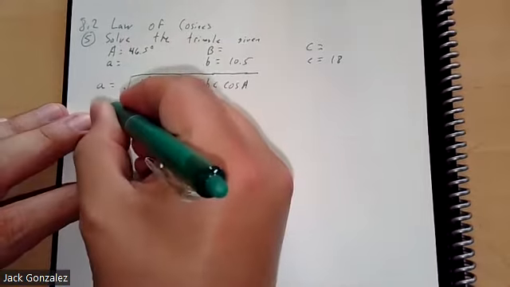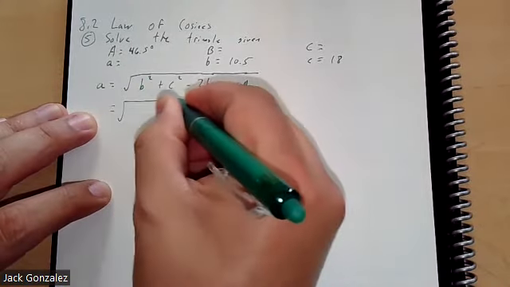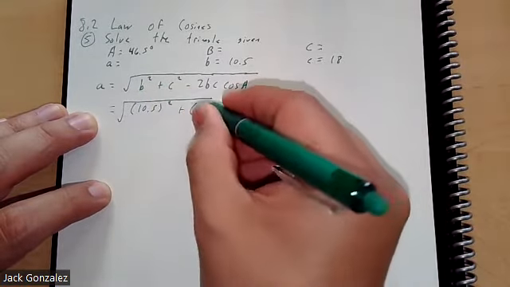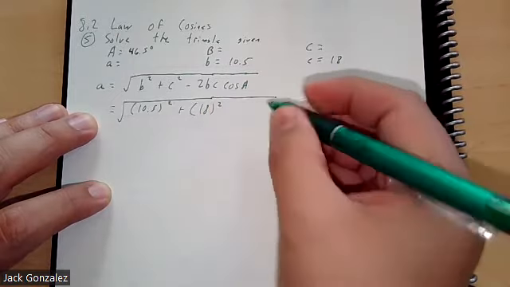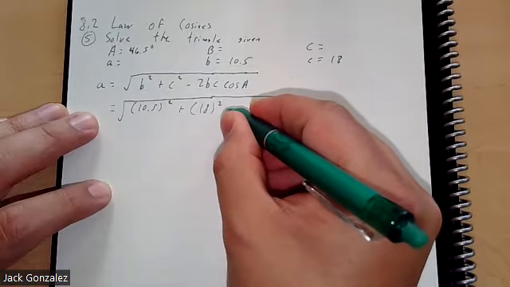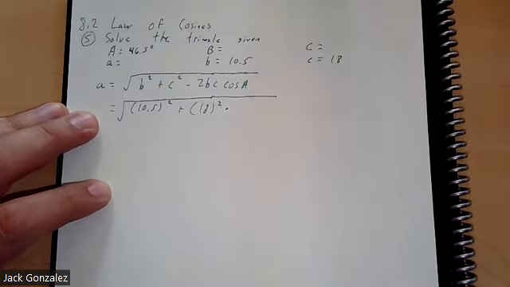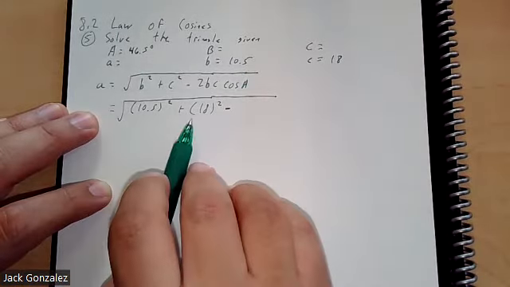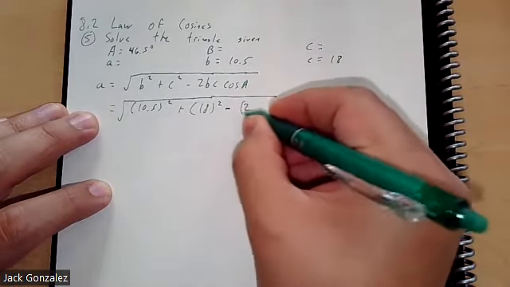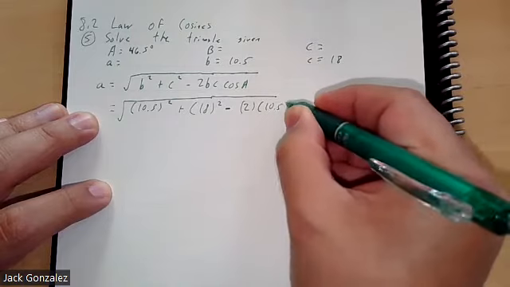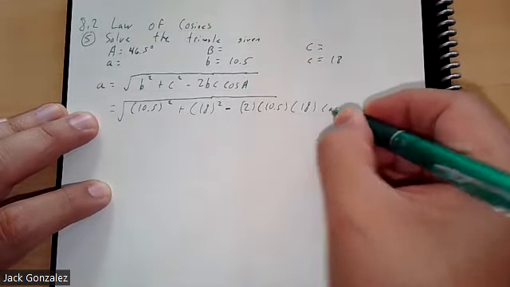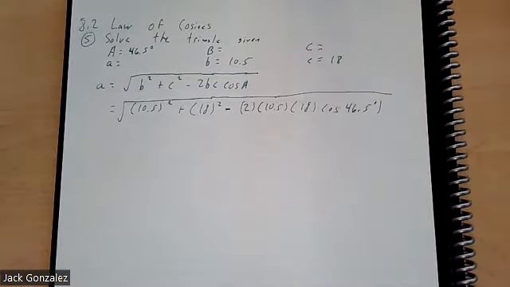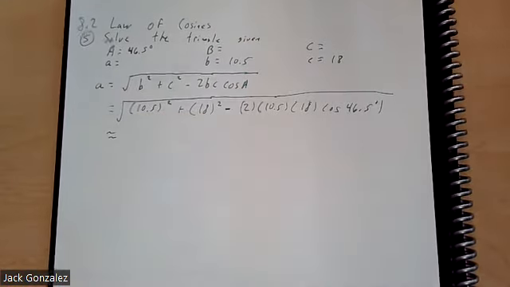All right, so let's plug it in. So this will be d squared plus c squared minus 2bc, so 2 times b times c, cosine of 46.5. All right, let's find out what it is.